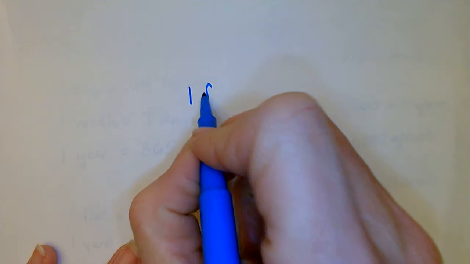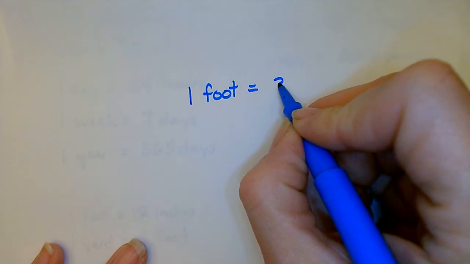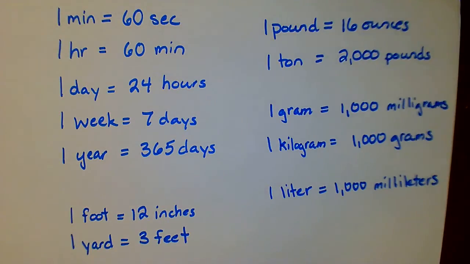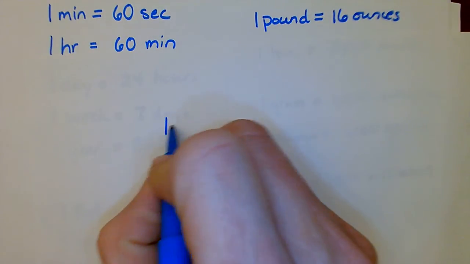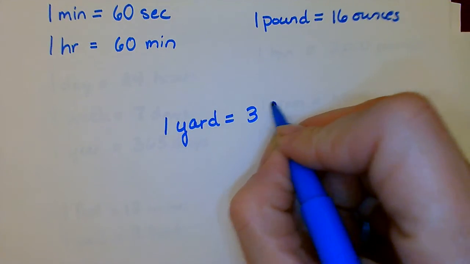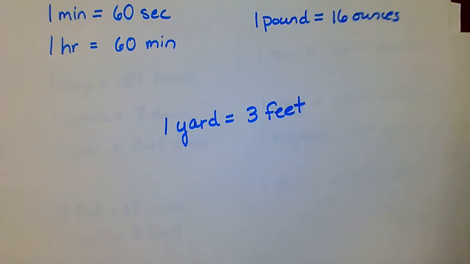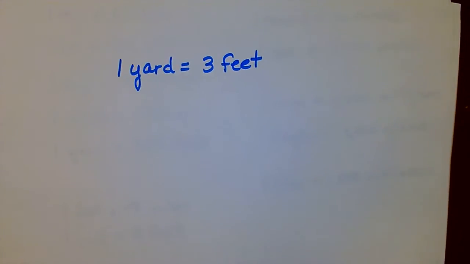So let's go to the foot and the yard. So the rule is 1 foot is equal to 3 yards. I did that backwards. Let's not look at that one. Let me get us another piece of paper. Oh my goodness. All right, so here we go. 1 yard is equal to 3 feet. All right, so 1 yard is equal to 3 feet.